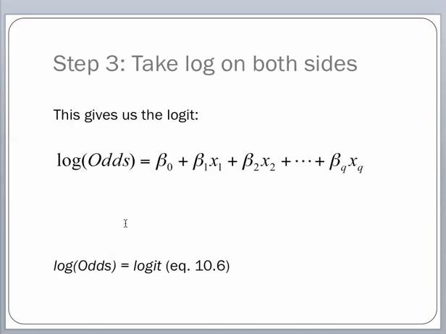And this becomes even nicer when we take the logs of both sides of that equation, because now we have something that is linear on the right-hand side. So just a note, whenever we see the log of odds, that's the logit. And when we see the word logit, just remember that is the log of the odds.